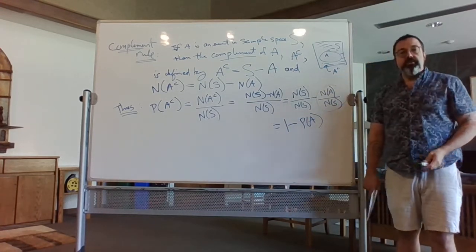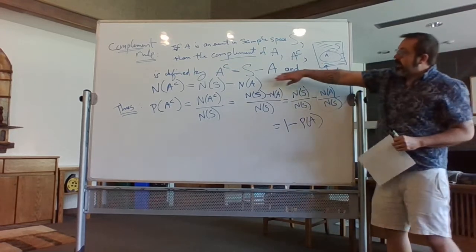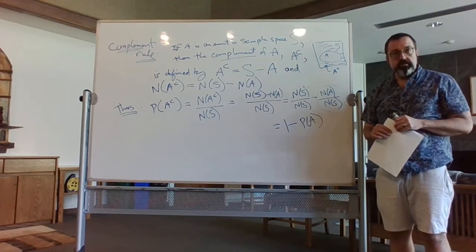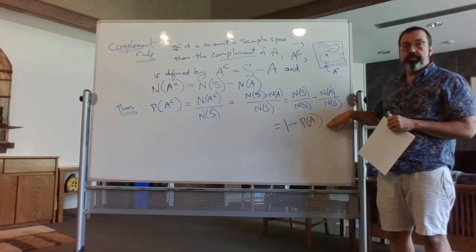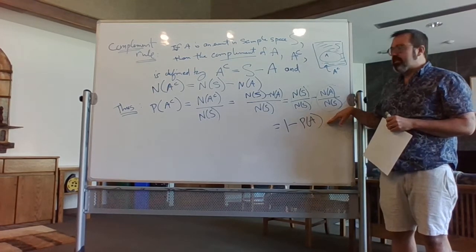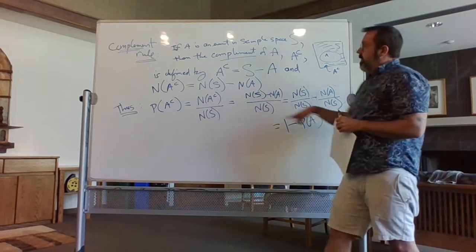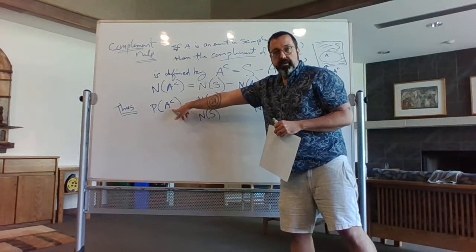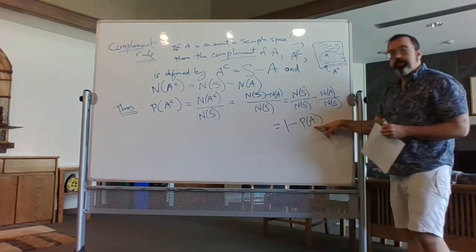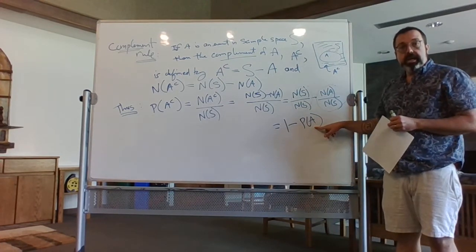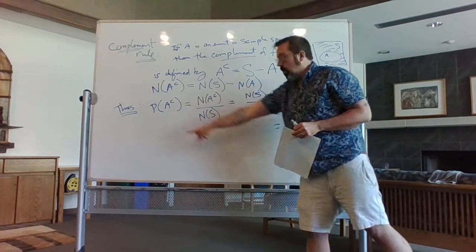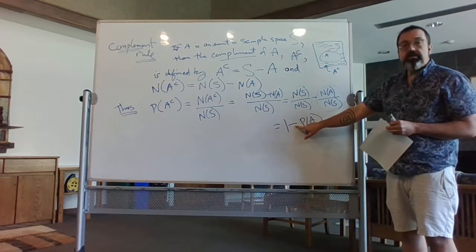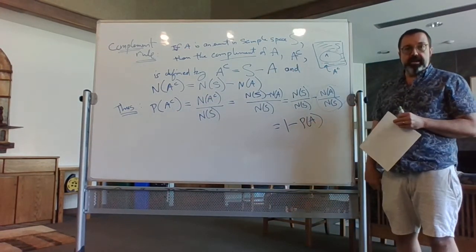So what we've done is determine not just a means of counting the outcomes in the complement, but also determining the probability of the complement. And this makes sense if you think about it. The probability of the complement of an event is 1 minus the probability of the event itself. Meaning, if you want to find the probability of something not happening, all you do is take 1 and subtract the probability of the event happening.